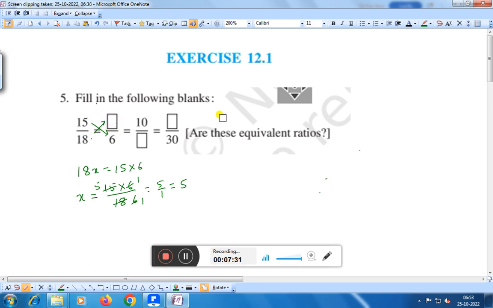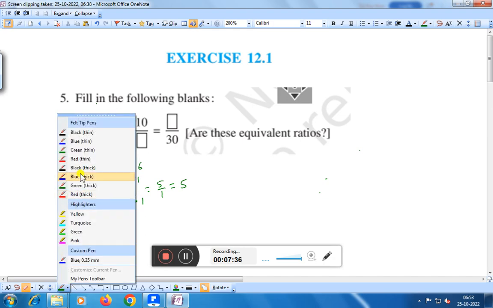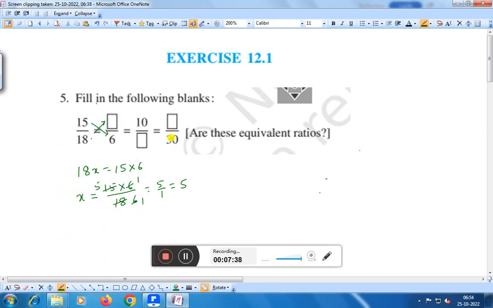Therefore, in place of x, the value is 5. Therefore, 5 by 6. Next, we will solve this one: 5 by 6 is equal to 10 by dash.